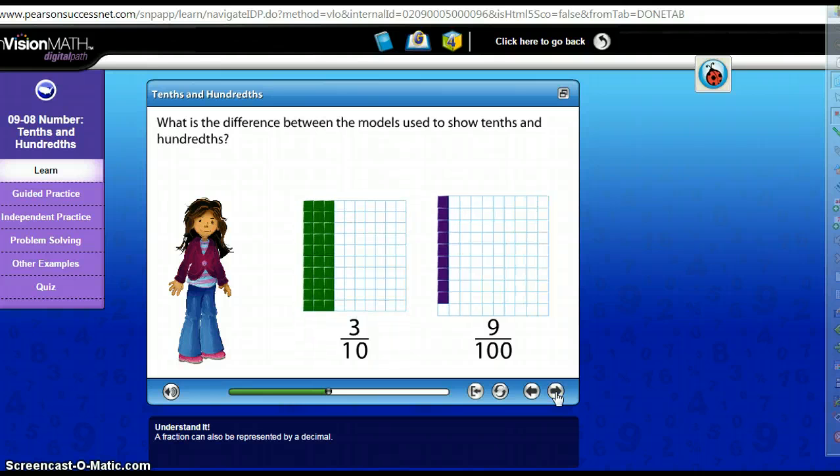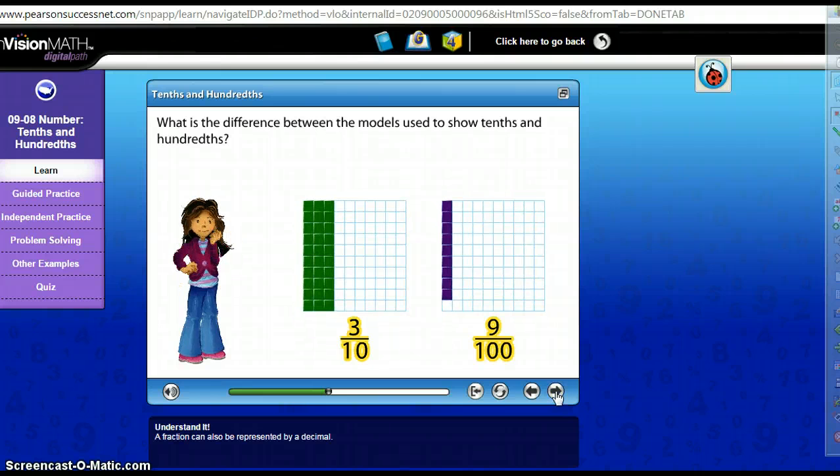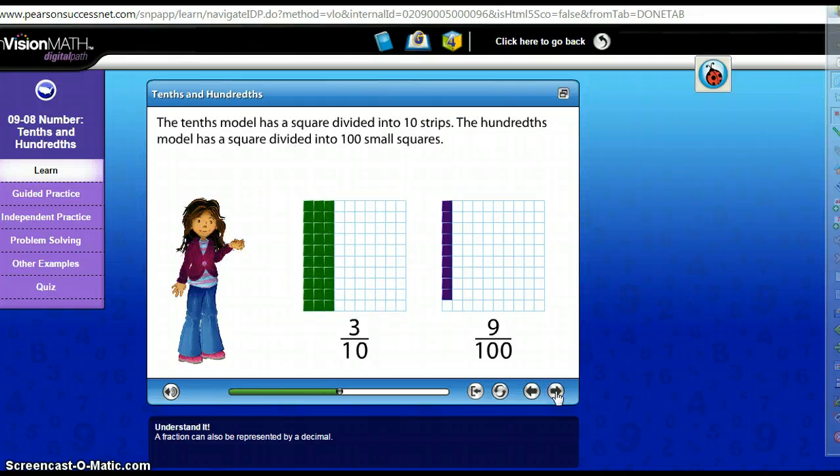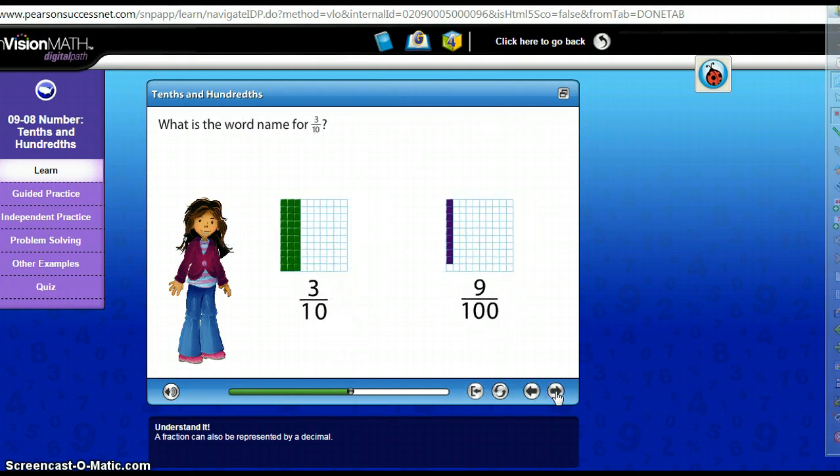What is the difference between the models used to show tenths and hundredths? The tenths model has a square divided into 10 strips. The hundredths model has a square divided into 100 small squares. What is the word name for 3/10? The word name for 3/10 is three tenths. So it's written out in word form.